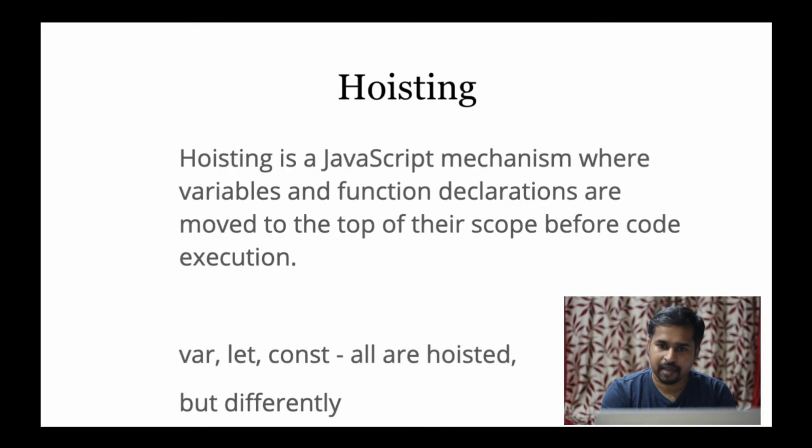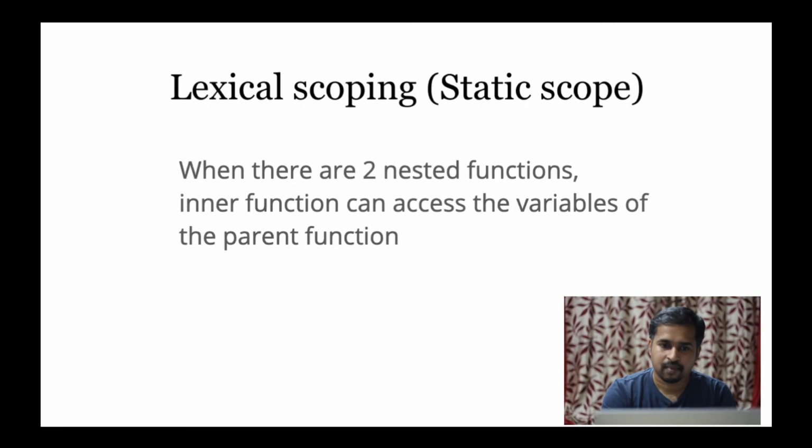Hoisting is a JavaScript mechanism where variables and function declarations are moved to the top of their scope before code execution, where var, let, const all are hoisted but differently. Lexical scoping: when there are two nested functions, the inner function can access the variables of the parent function. This property is called lexical scoping.